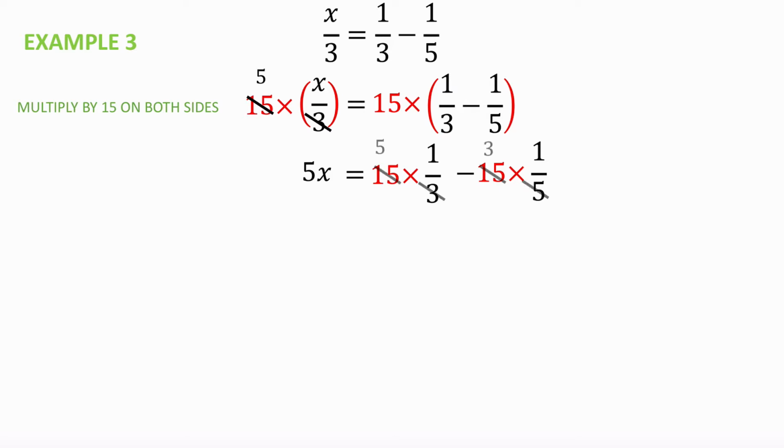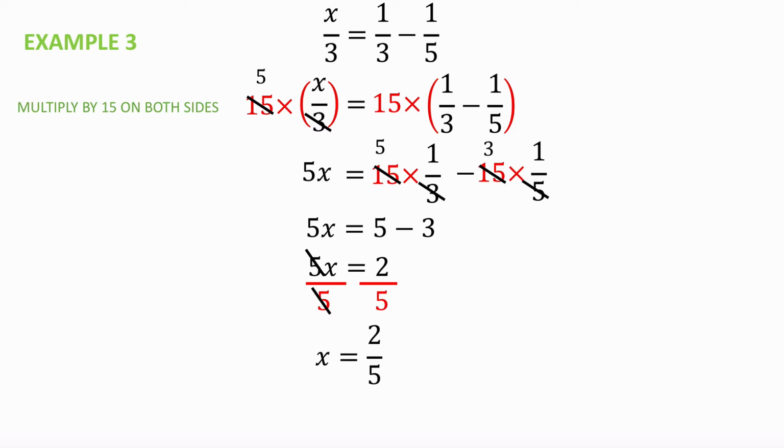We can simplify, and we get 3 into 15 is 5, 5 into 15 is 3, and we have 5x = 5 - 3, which is equal to 2. And now we divide both sides by 5. The 5s cancel each other, so x = 2/5.